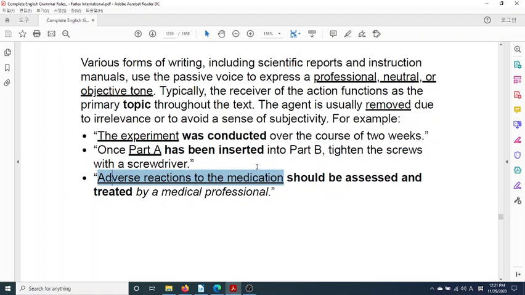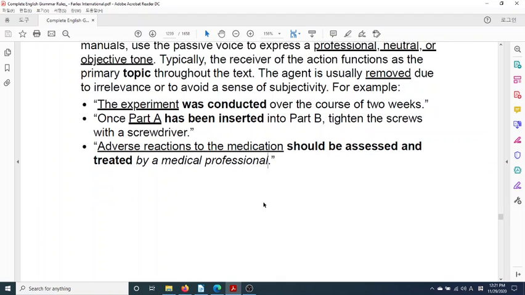Adverse reactions to the medication should be assessed and treated by a medical professional. So here, they're emphasizing the reaction and the medication over the medical professionals. They're keeping a very passive voice.